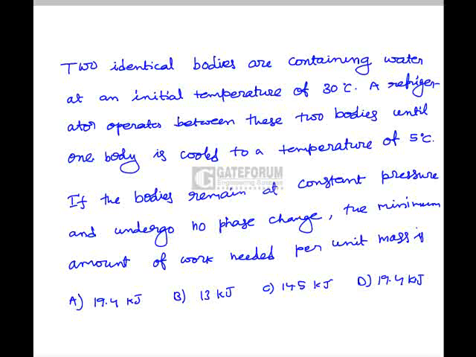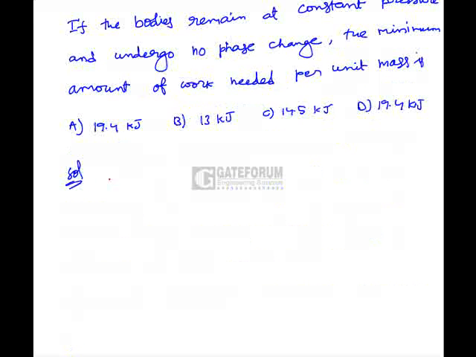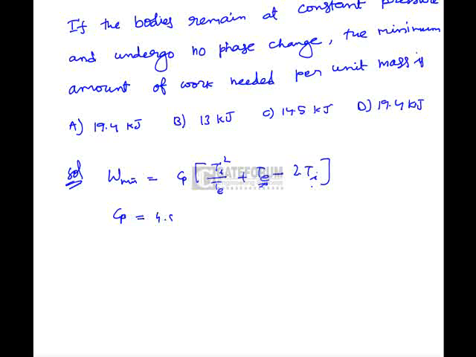So in this case, the minimum amount of work is given by Cp times (Ti square by T plus T minus 2Ti), where Ti is the initial temperature and T is the final temperature or the lowest temperature, and here Cp is the heat capacity of the fluid. Cp is generally 4.18 kilojoule per kg Kelvin for water, and we have to find the minimum work needed per unit mass.